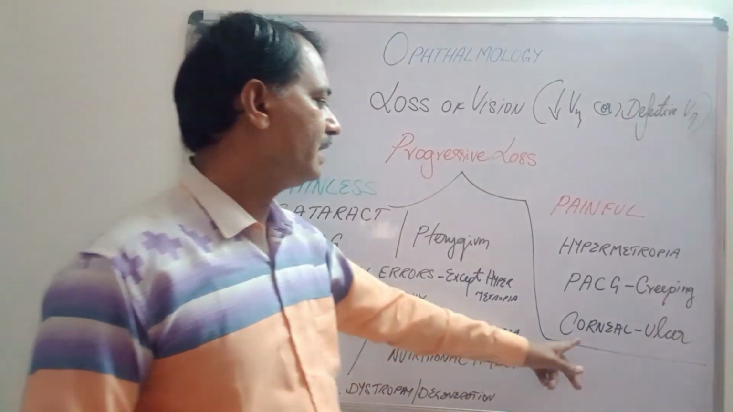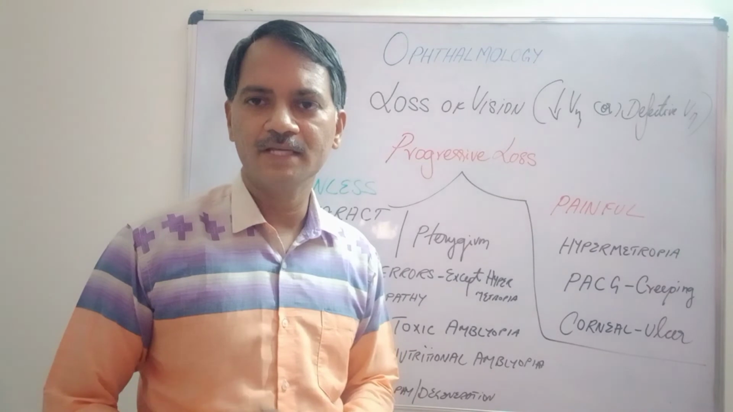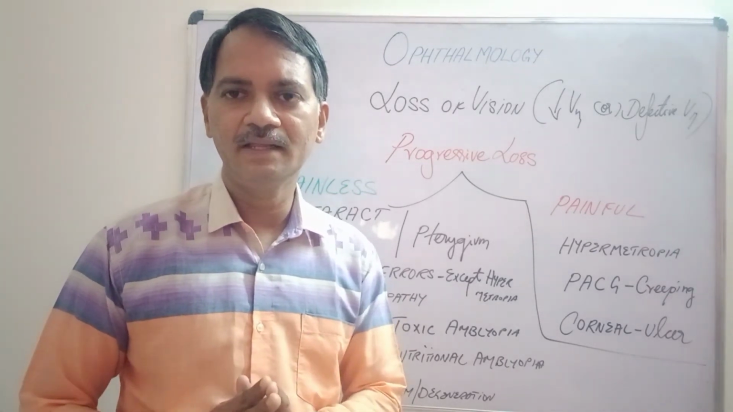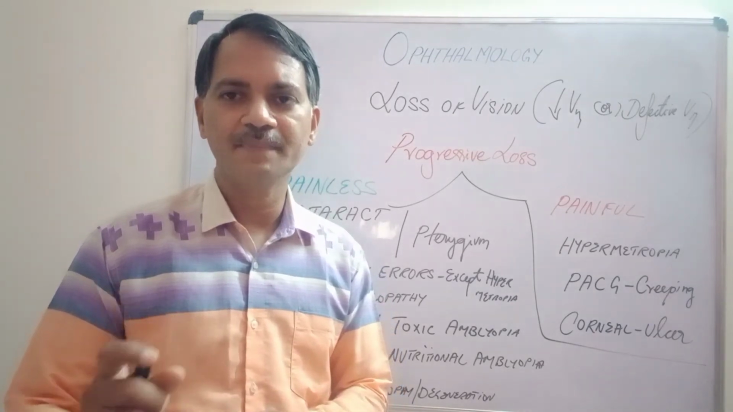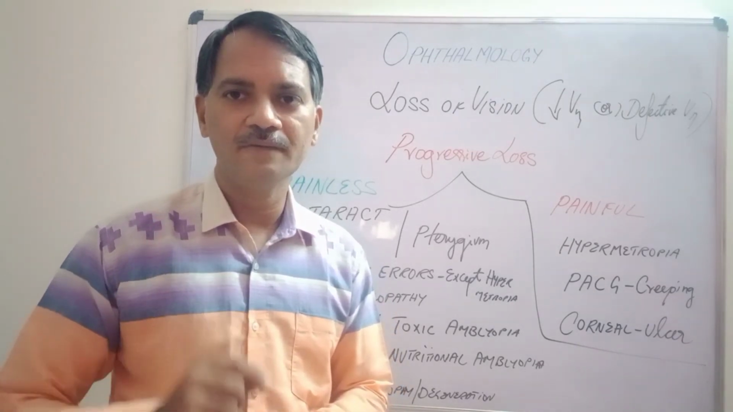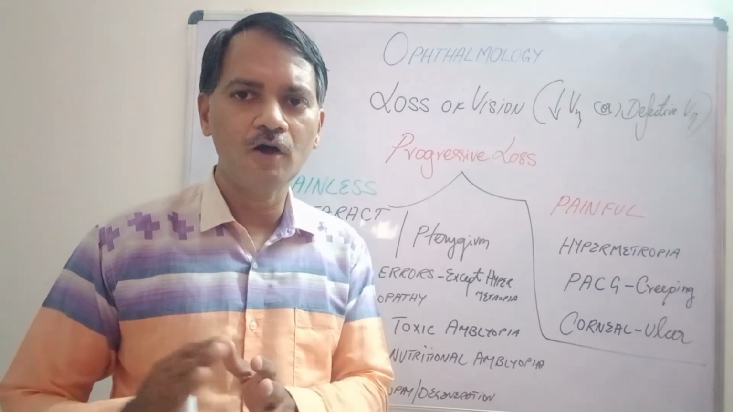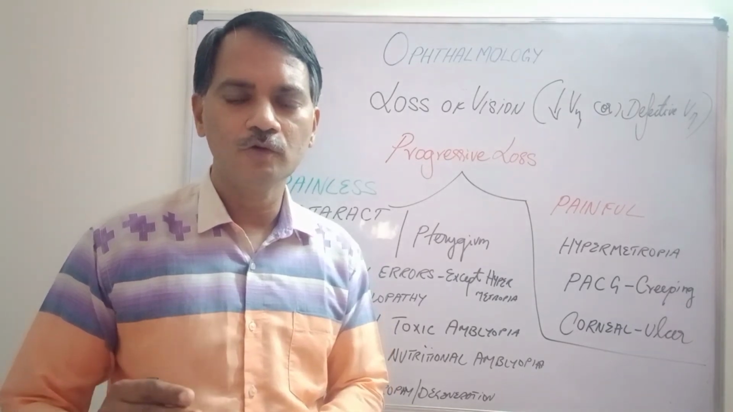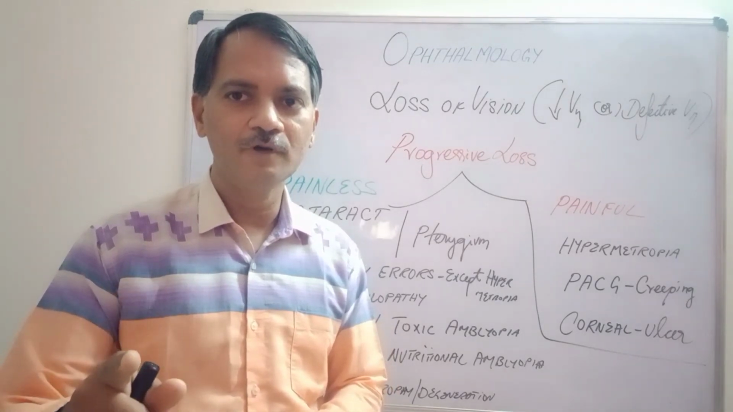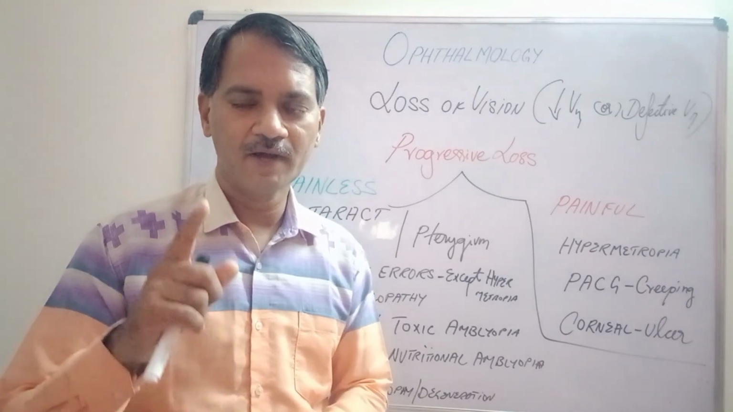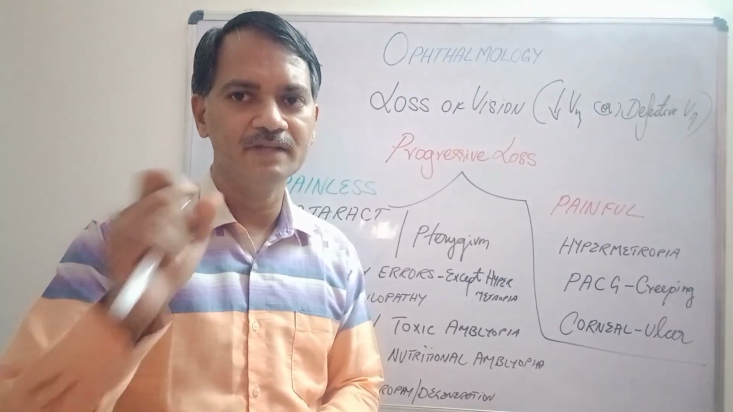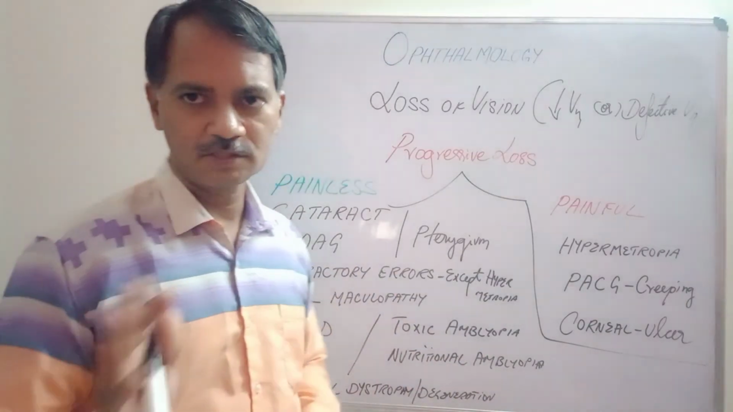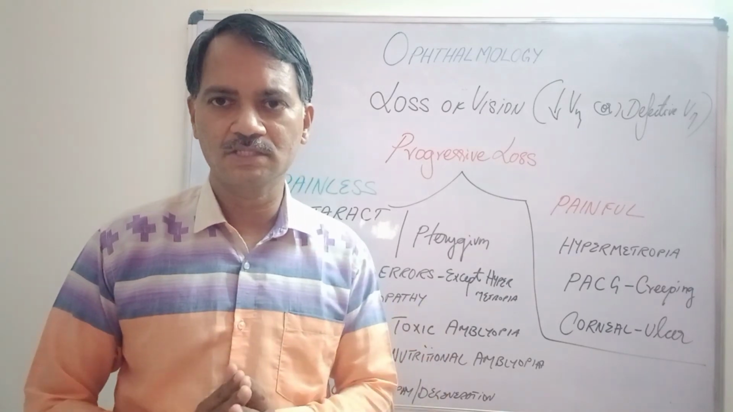Corneal ulcers. A patient developing a small corneal ulcer, if it is not treated immediately, may slowly increase in size. Particularly fungal ulcers take a very long time to increase in size, so fungal ulcers lead to progressive painful loss of vision. In fungal ulcers, the pain will be there, but it will be very minimal. So these are the causes for progressive loss of vision. There may be so many other causes.